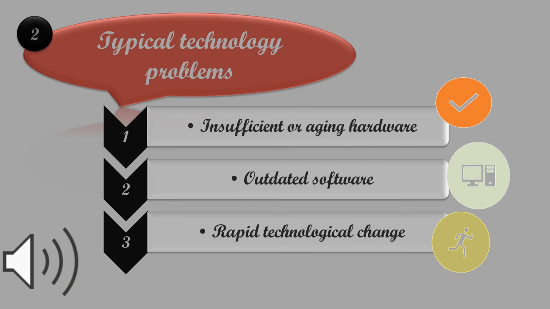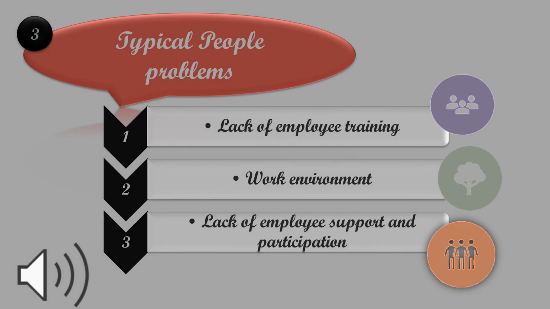The third and last one is people problems, which are lack of employee training, work environment, and lack of employee support and participation. The first problem is lack of employee training, which can lead to more frustration, wasted time, and unhappy employees. The second one is work environment. Work environment means all your surroundings when working.